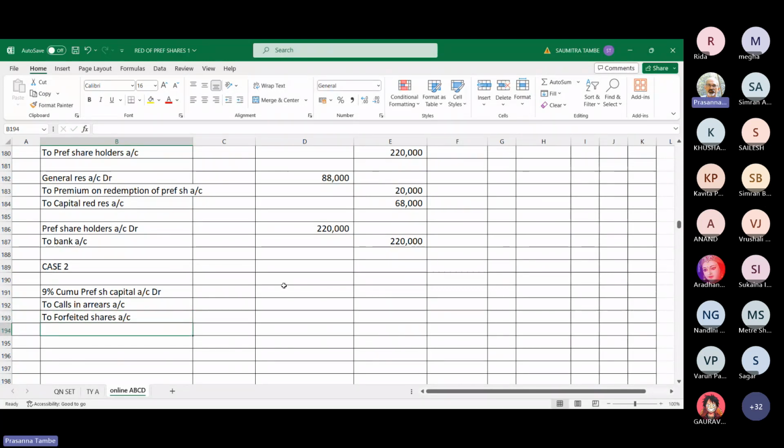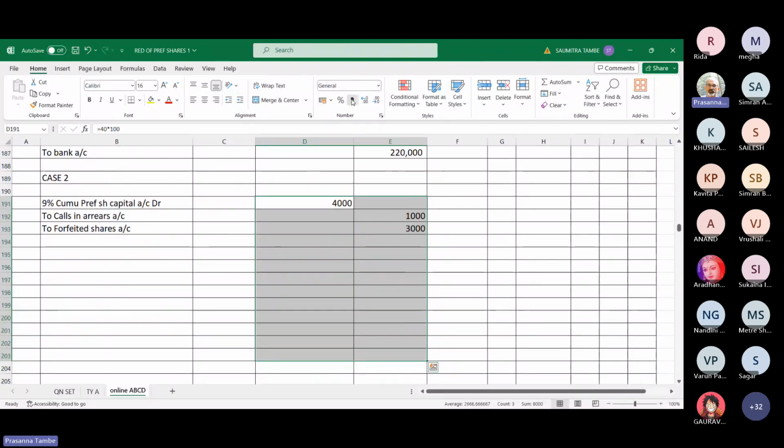We are going to forfeit 40 shares into 100 is the amount called up on those shares. So my preference share capital will be debited for 4,000 rupees. I have 1,000 rupees in calls in arrears that I'm going to cancel. And I have received 3,000 rupees, which we are not going to refund. That will go to a separate account called forfeited shares account. So when you pass the entry for cancellation of these shares, it will be 9% cumulative preference share capital account debit to calls in arrears account 1,000. Those calls in arrears of 1,000 rupees will be cancelled to forfeited shares account 3,000 rupees.